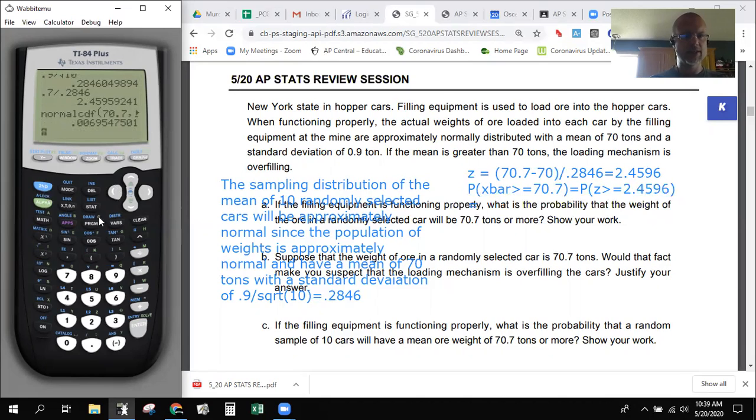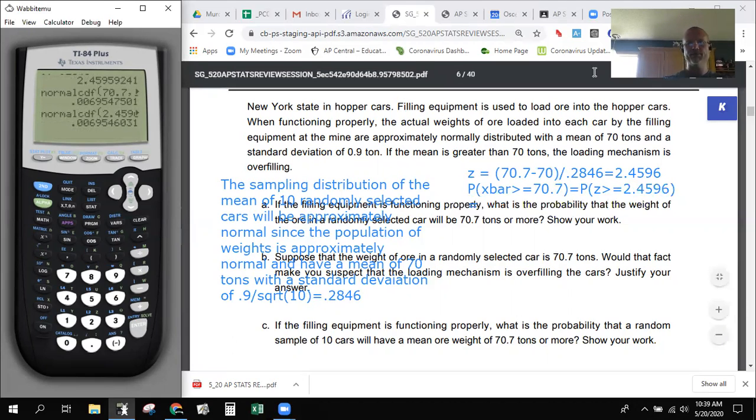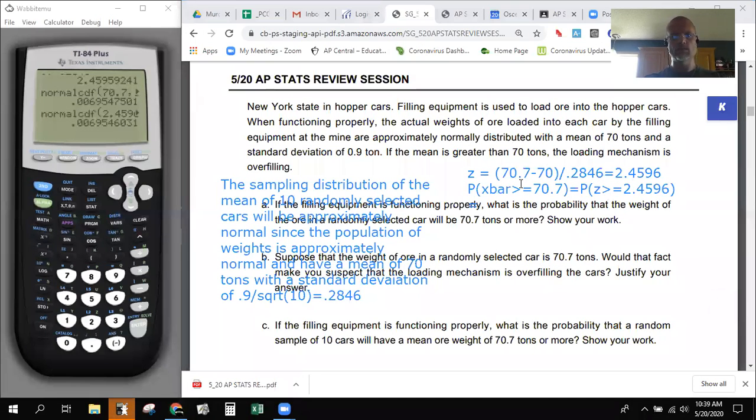Now I'm going to do the same thing again, but this time I'm going to put the z-score in instead of the actual weight. So the lower is going to be 2.4596. The upper is 10 to the 99. The mean of the z-scores is always 0, and the standard deviation of z-scores is always 1. I'm going to paste it. We're going to get exactly the same value. So you can do it either way. I'm going to come over here and we're going to call this 0.00695 right there. So there's that one.